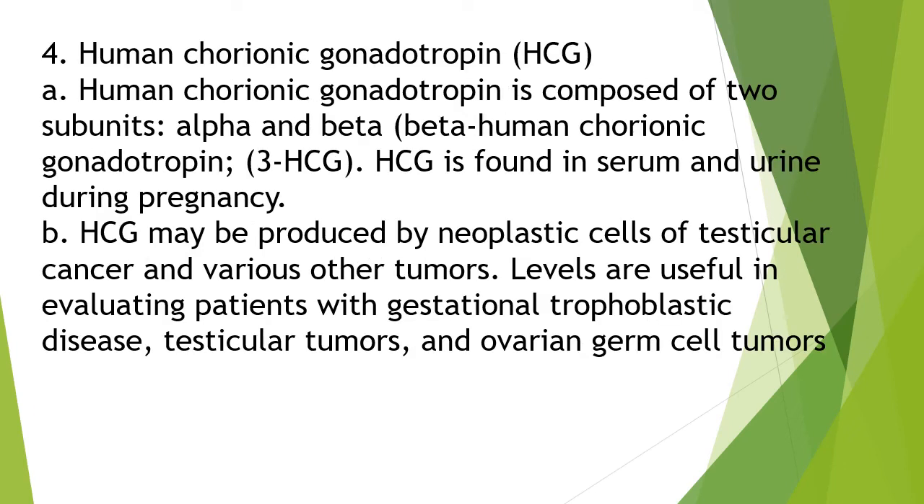Then number three is human chorionic gonadotrophin. We mentioned this as a marker of pregnancy. And it's a glycoprotein having two components, the alpha and the beta components or subunits. This is found in urine and serum during pregnancy. Increase in HCG levels may be found in cases of certain types of cancer like testicular cancer and various other tumors. So levels are useful in evaluating cancer with gestational trophoblastic disease, testicular tumors, and ovarian germ cell tumors.